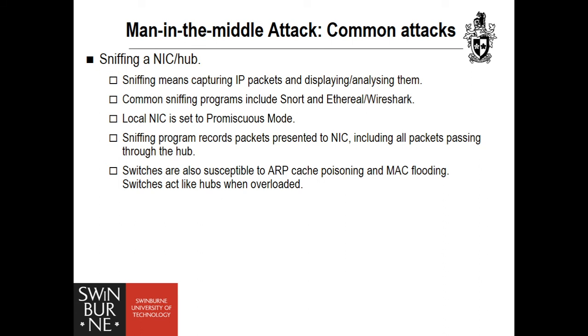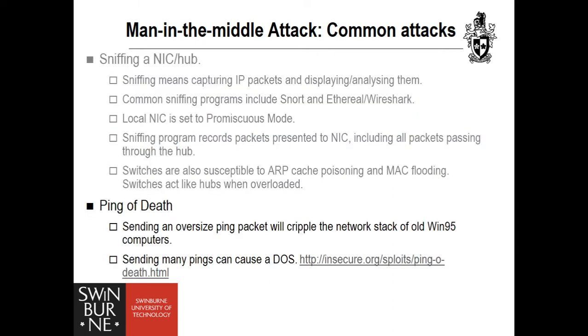Okay, common attack. This is an example of a common attack, like sniffing a NIC and hub. Sniffing means capturing the IP packets and displaying and analyzing them. This we learned before. We can sniff by using Wireshark. Common sniffing programs include Snort and Wireshark. Local analysis is set in promiscuous mode. Sniffing programs record packets presented to the NIC, including all packets passing through the hub. Switches are also susceptible to ARP cache poisoning and MAC flooding. Switches act like hubs when overloaded.